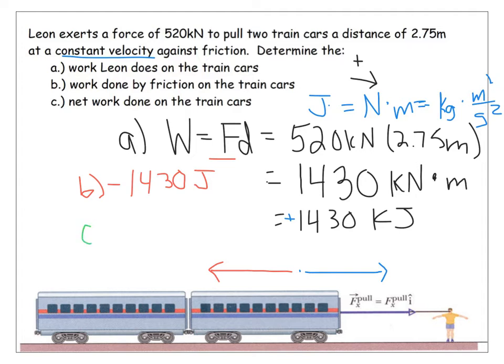The net work is what we get when we add all of that together. So that train car is not changing its energy. It's moving at a constant velocity, so there's no extra kinetic energy at the end than at the start. The net work is 0 joules. I add the positive work done by Leon, again, super impressive Leon, and the negative work done by friction, and I get a net work of 0 joules.